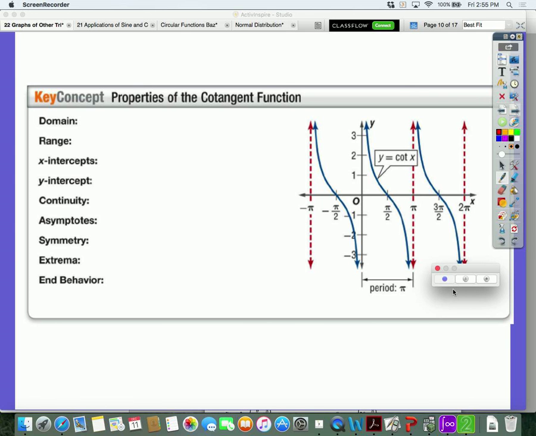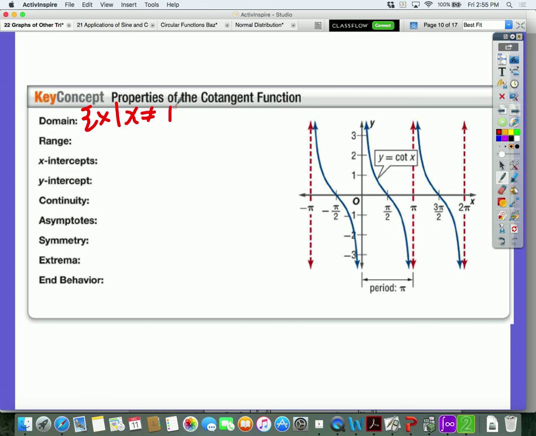Cotangent is very similar to tangent, okay? Or looks similar to tangent. The only difference is that it's undefined at every pi. So our domain is x such that x does not equal pi n, where x is an element of all real numbers and n is an integer. Its range is still negative infinity to infinity.